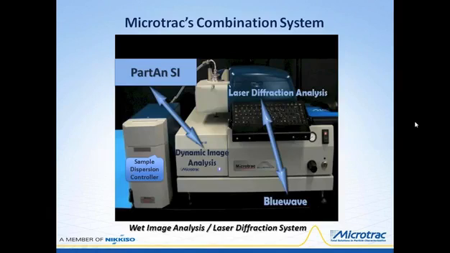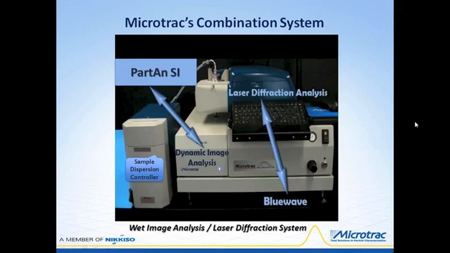In this photo of Microtrac's combination image analysis laser diffraction system, the Particle size image SI unit is shown nested to the left of the Bluewave laser diffraction unit. The sample dispersion controller in the lower left pumps the sample through the sample cell to the image analyzer and then upwards through the sample cell of the laser diffraction unit. So both the image analysis and the laser diffraction measurements are made on the same sample simultaneously for direct comparison purposes, and it saves manpower.